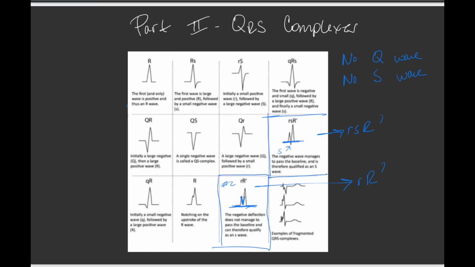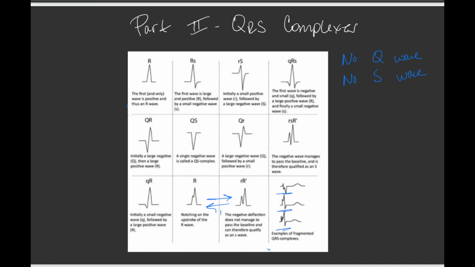Sometimes we'll see that little notching occurs, and we just say R notching. There's nothing too fancy going on there. The difference between notching and an RR prime is a little subjective. And sometimes we'll see these complexes that are pretty messy, right? And we call those fragmented.